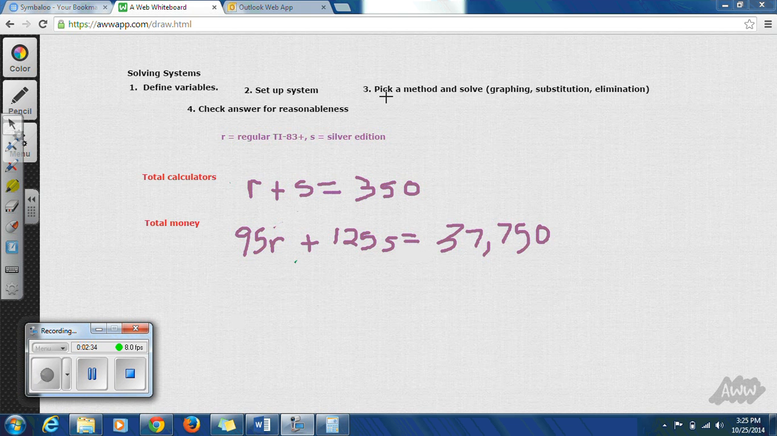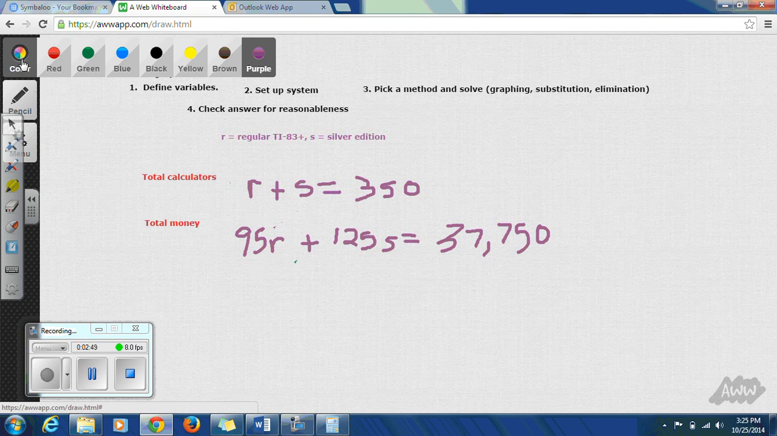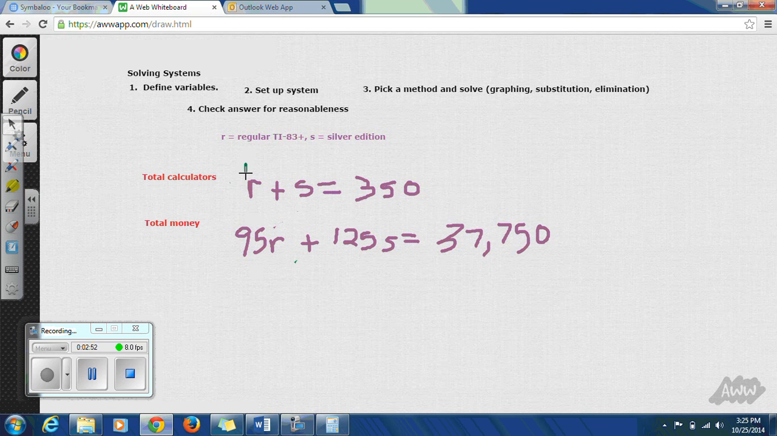Now step 3, picking a method to solve. I'm going to choose the elimination method again for this question. So again, we have to ask the question, what would make something easy that I could multiply this first equation by, since it has smaller numbers to deal with, so that one of these variables will cancel out. I'm thinking I'd like to cancel out this 125, so I could easily do that by multiplying the whole thing by a negative 125 up here.